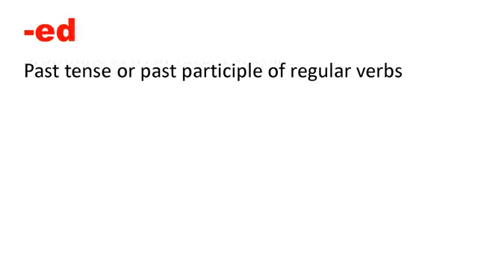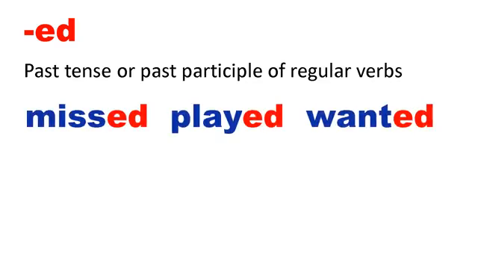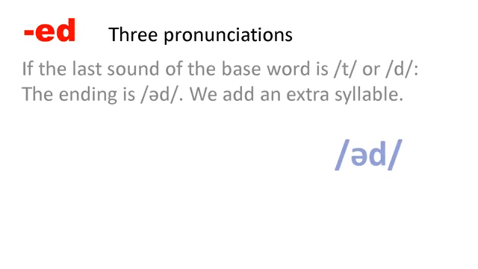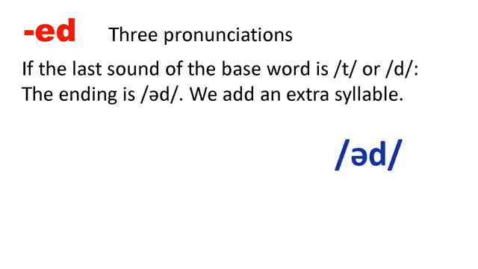First, let's look at ed, the ending that shows the past tense and past participle forms of regular verbs. We find this ending in words like missed, played, and wanted. The ed ending is pronounced in three different ways, depending on the last sound in the base word. It's important to remember that we're talking about the last sound, not the last letter in the word. If the last sound in the verb is t or d, the ending sounds like ud. We add an extra syllable to the word.